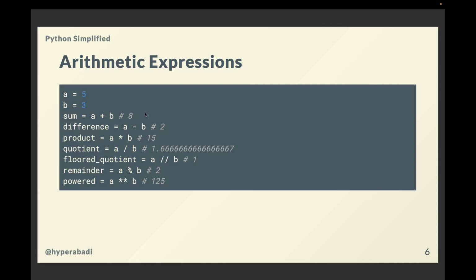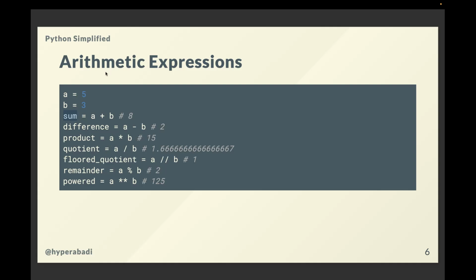Well, you can have arithmetic expressions. For example, I assigned 5 to a and 3 to b. Then I can compute the sum. I'll say a plus b. Now remember the rule: the variable always exists to the left of an equal to, whereas the expressions are on the right of the equal to operator.